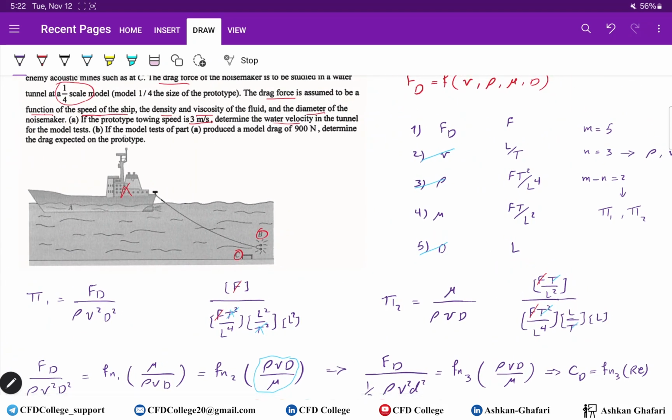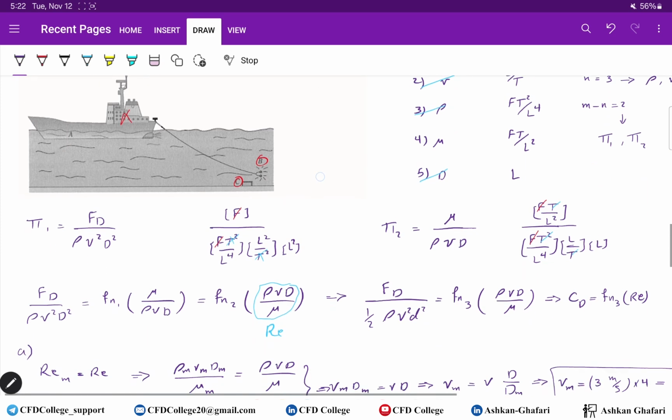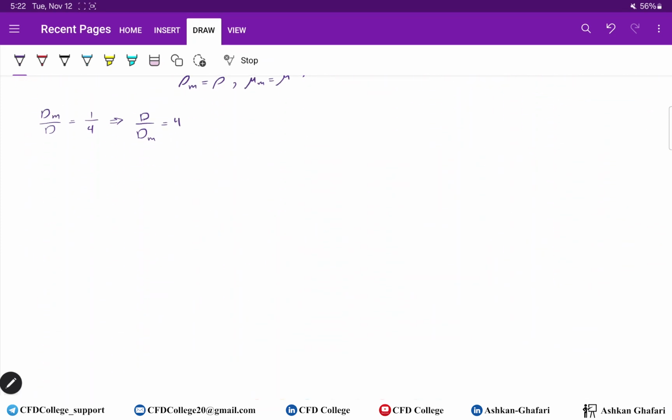For part B, if the model test of part A, so we know the velocity, produced a model drag of 900 Newton, determine the drag expected on the prototype. So now we know that the drag force of the model equals 900 Newton, and we want to find Fd. So this is part B.